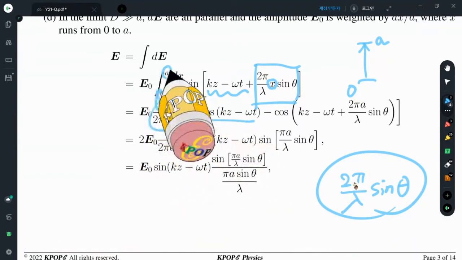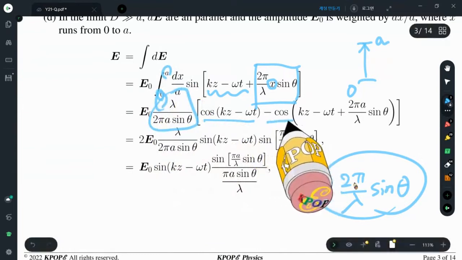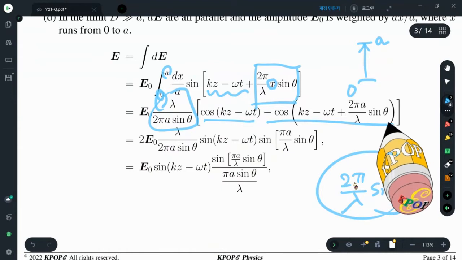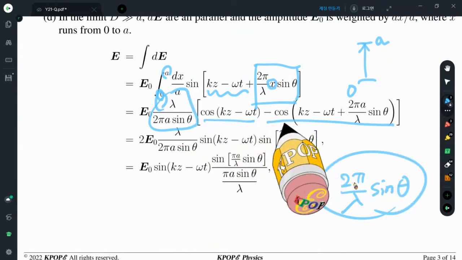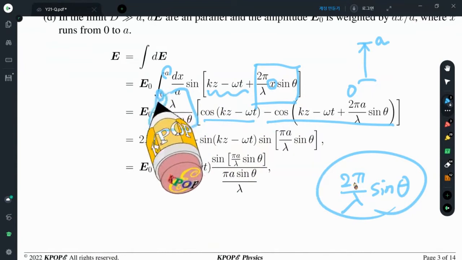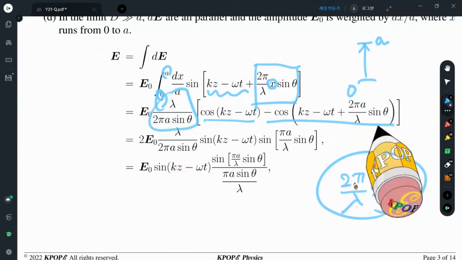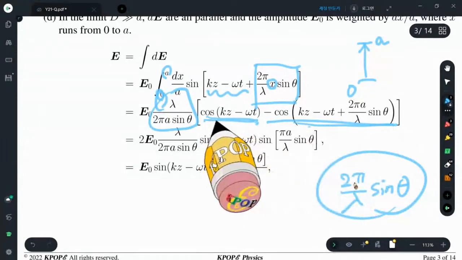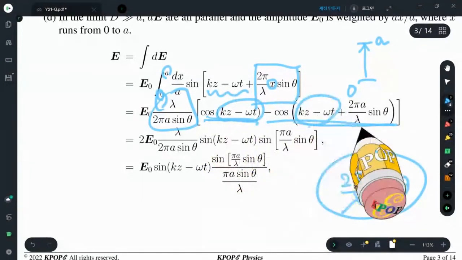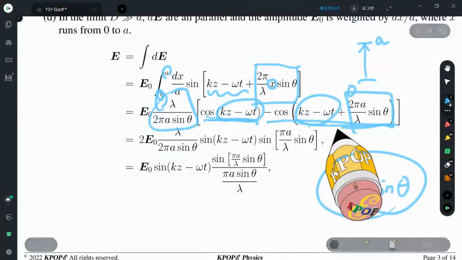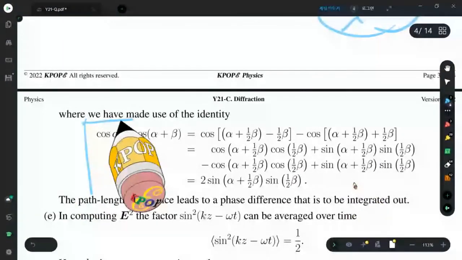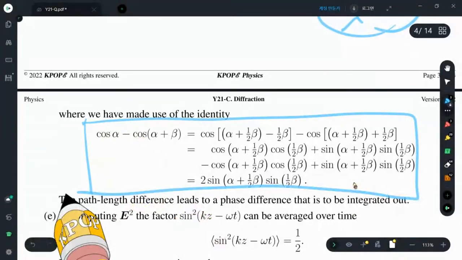The value evaluated at a is given in here because the indefinite integral of sine is minus cosine. And when we substitute x equals 0, this term disappears. Now, what we have to do is to simplify this cosine something and cosine something plus phase difference. Okay? So this simplification can be made when we make use of this straightforward formula.